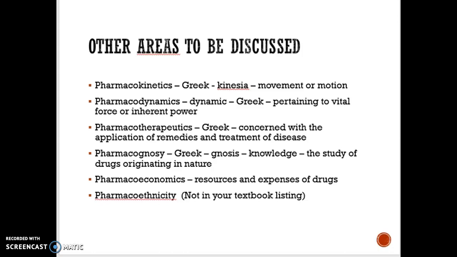And then pharmacoethnicity is not in your textbook listing, but I want you to be aware that more and more we are looking at medications in terms of ethnicity and the genetic components that can interfere or interact with drugs, as well as cause an enhanced effect.